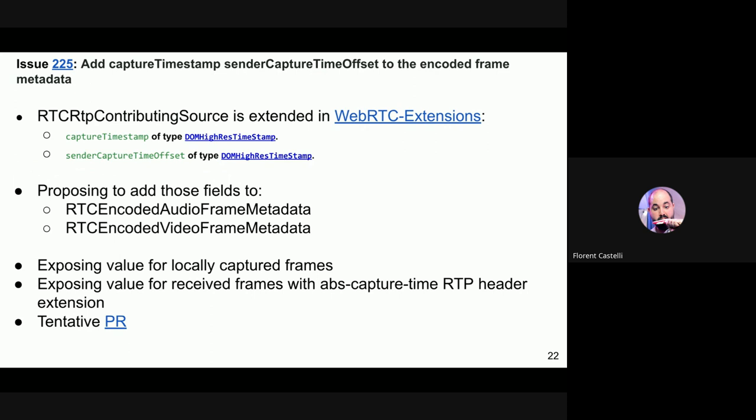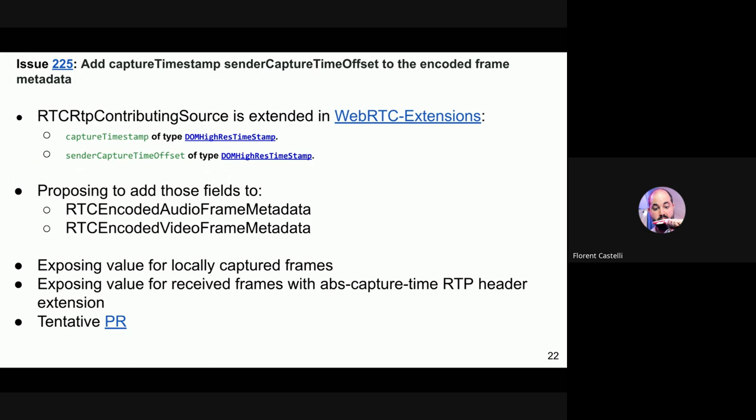And this is in extensions. We would like to have this information exposed as well in the RTC encoded audio and video frame metadata. So we have two fields that would be added, both could be DOM high res timestamp types, which is a standard type for a timestamp and the same type as is defined in WebRTC extensions. And we have two different sides. One is on the sender side, one is on the receiving side.